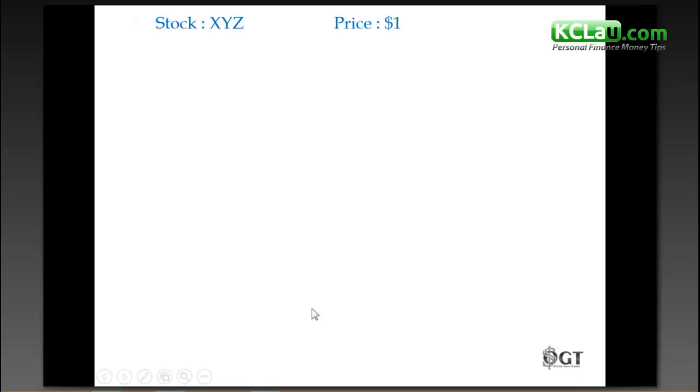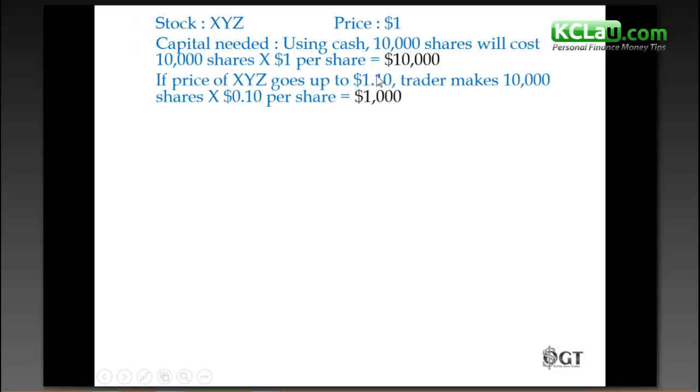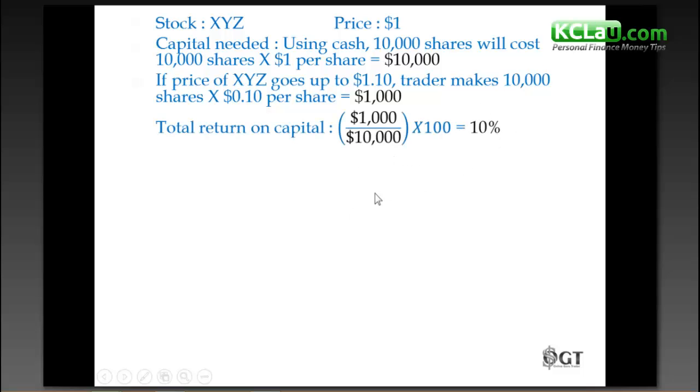Let's say XYZ is priced at $1, and the capital needed to purchase 10,000 shares, if you do your math calculation over here, is $10,000. If the price of XYZ goes up to $1.10, you actually make $1,000, which is not bad, 10%. And your total return on capital is actually 10%, which is good.